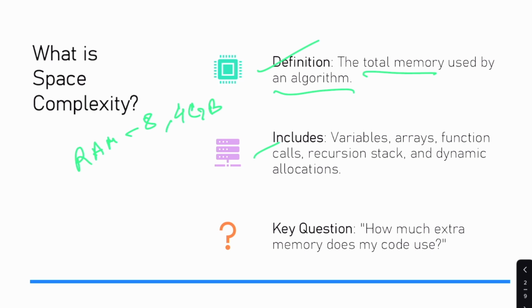So the more memory an algorithm consumes, the more resources it takes. This will result in a slowdown of the execution or might even crash the system if memory runs out. So the main question we have to ask is: how much extra memory does my code use? That means you have to understand the space complexity. This will help us write efficient programs that don't waste memory.